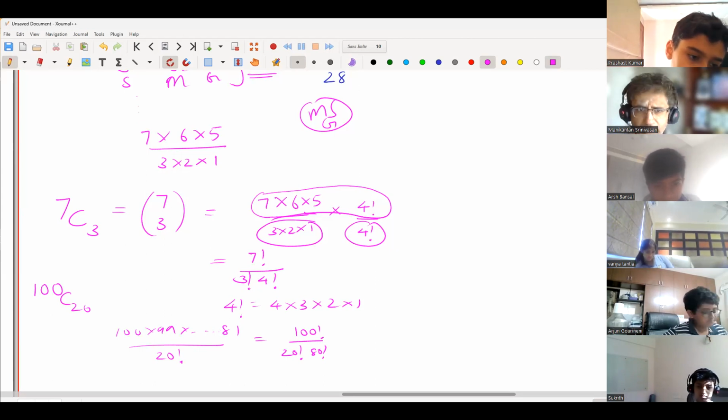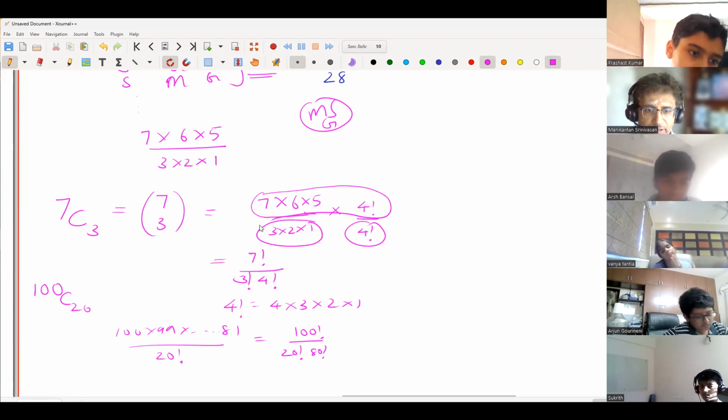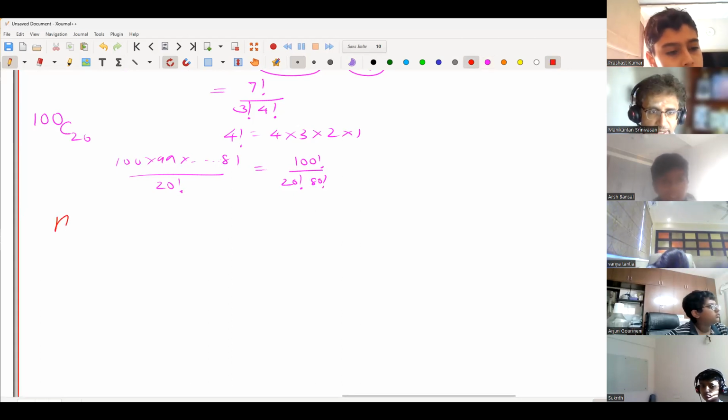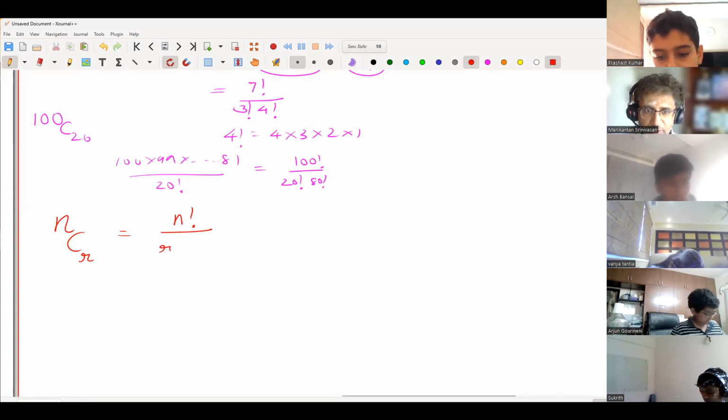Yes, sir. Okay. So, in other words, if I have to generalize this, I can write it as n choose r. Of n objects, I'm choosing r objects. It's n factorial by r factorial times n minus r factorial.